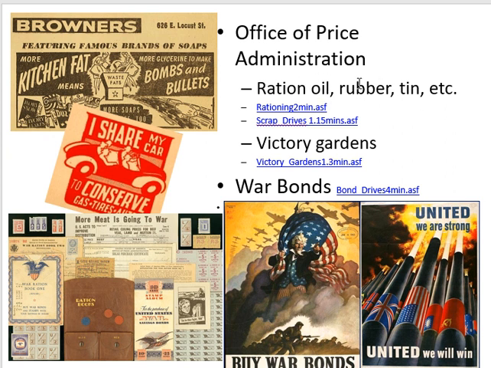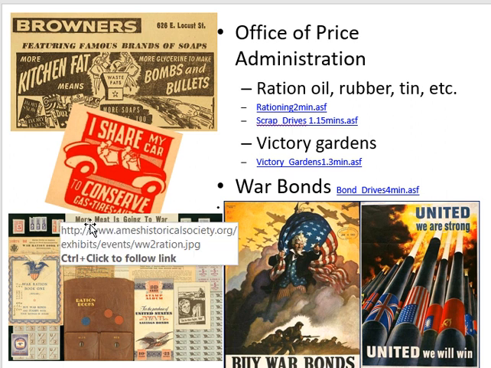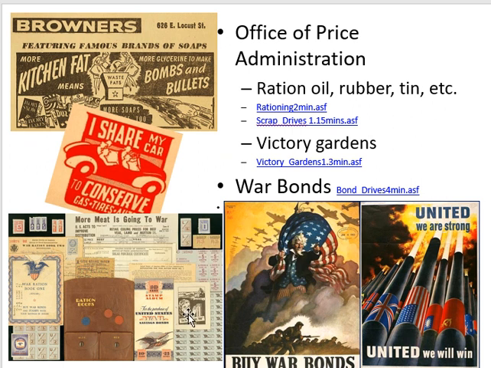Specifically here, oil, rubber, and tin. All right, and so we got some cartoons going on here, some advertisements. So here there's saving kitchen fat because that fat has glycerin in it and that can be used to make bombs and bullets. People are sharing cars, so carpooling. During rationing, they're going to have ration books. So that's what this picture is down here.